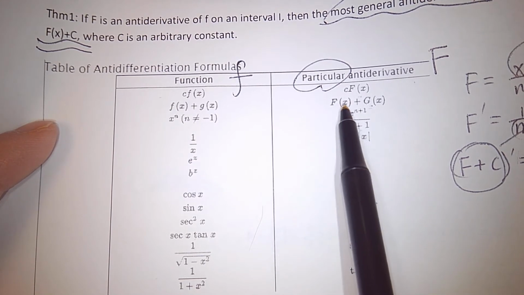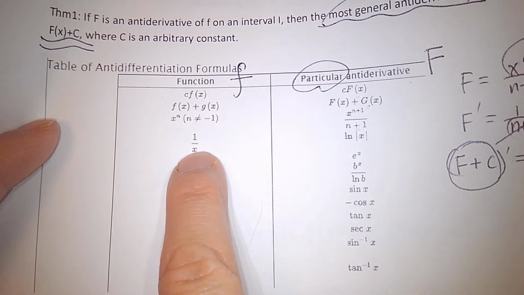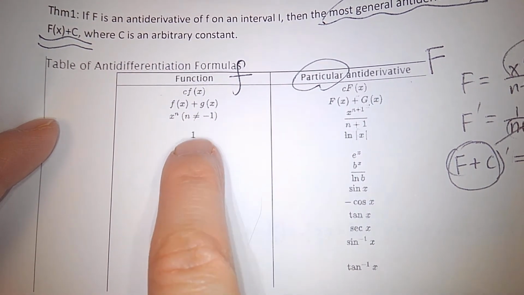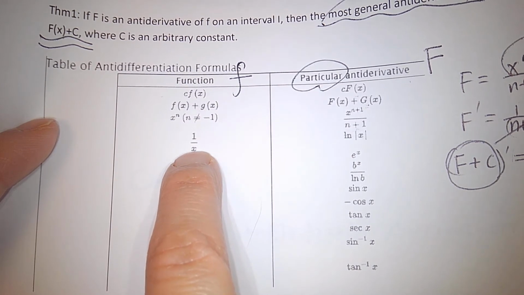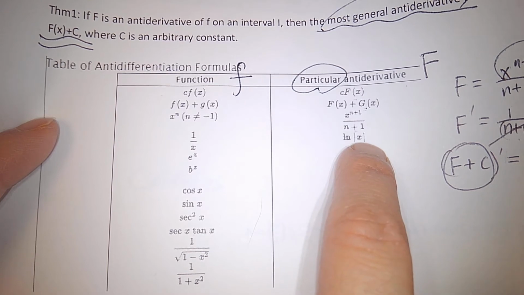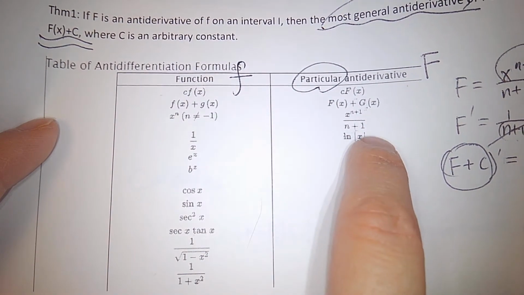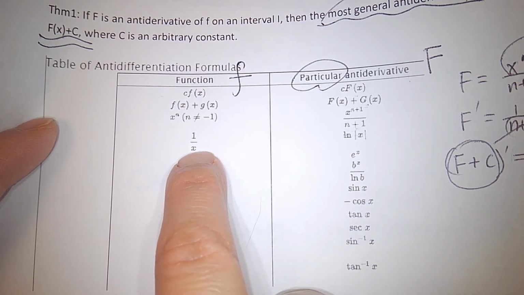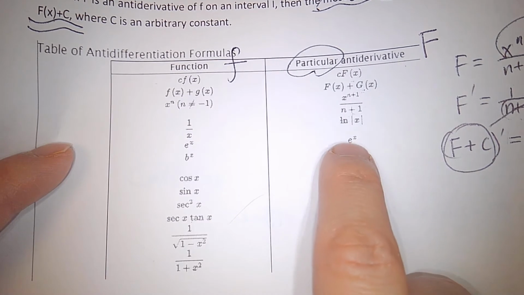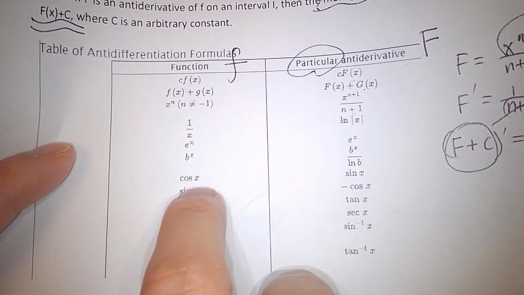Why? Because the derivative of this equals what? X to the nth power, right? And then 1 over x, okay, not power. 1 over x, this function's antiderivative is what? Ln absolute value of x. Why? Because the derivative of Ln absolute value of x equals 1 over x, right? And then e to the x antiderivative is e to the x, because e to the x derivative is e to the x.